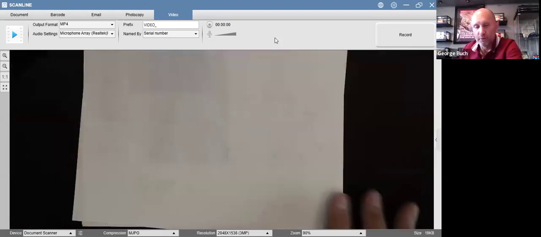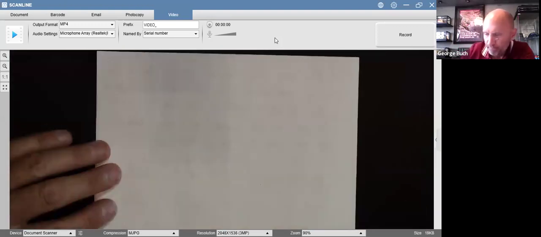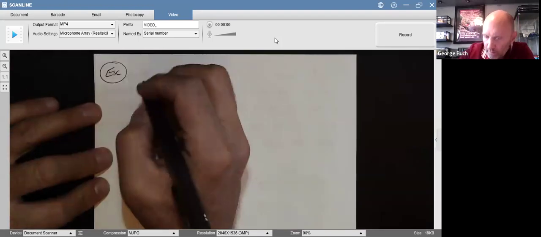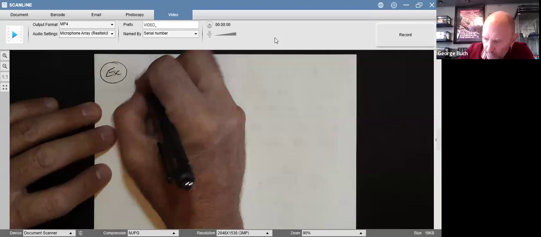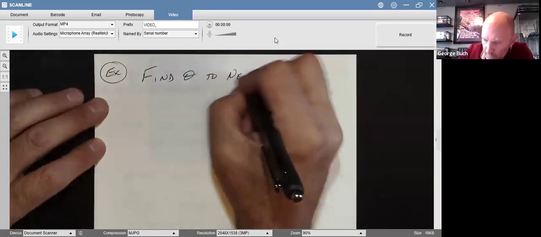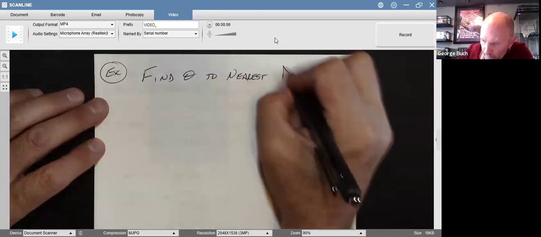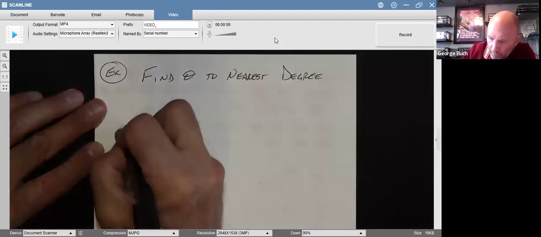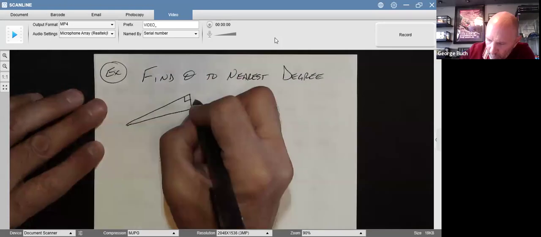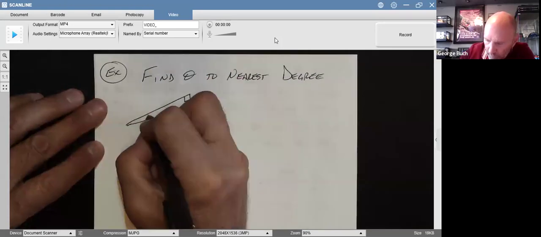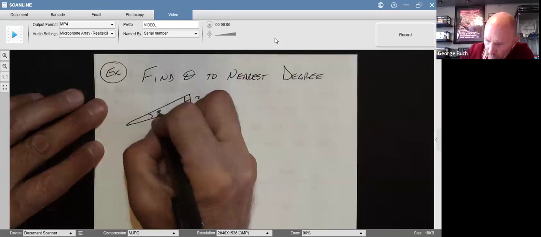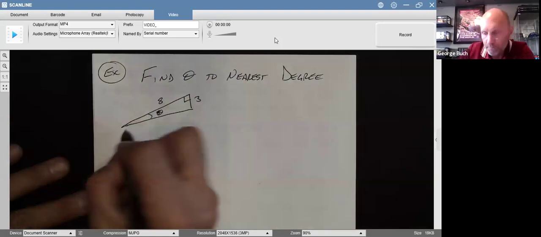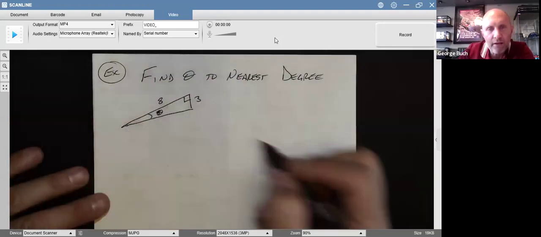All right, next one. I know there's a lot here, but I promise it's worth it because this should help you on all your mastery sets. So find theta to the nearest degree. So theta is this skinny angle down here. This side is 3, that side is 8.